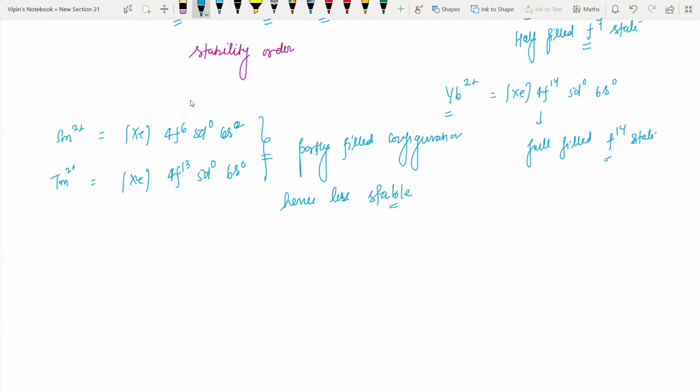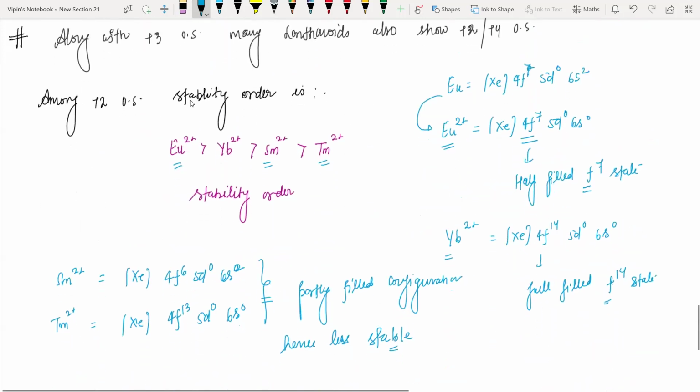Okay. So this is the stability order for +2. There are some other things. Actually, the stability of any system is not only based on the electronic configuration, half-filled or full-filled configuration. It is basically based on three factors. First is the heat of atomization factor. Second is the ionization factor. Third is the energy of solvation.